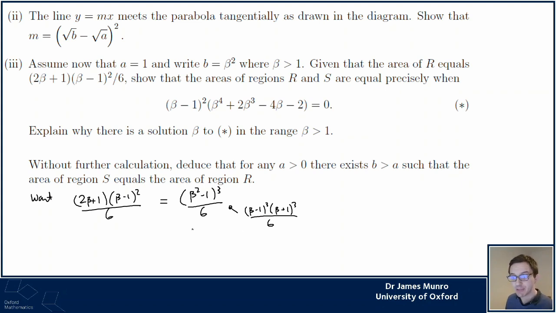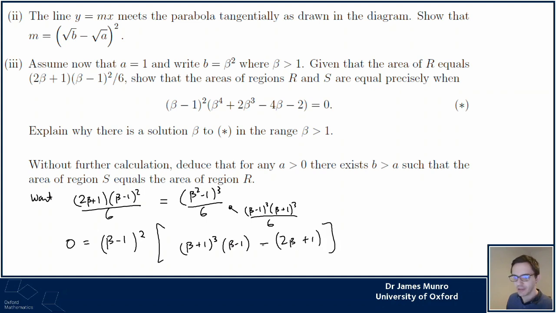Okay, let's rearrange this expression. I'm going to move everything onto the left. No, I'm going to move everything onto the right. And I'm going to multiply both sides by 6 and take out a factor of beta minus 1 squared. So that will leave me with another beta minus 1 and two or three more beta plus 1 cubed. So beta plus 1 cubed times beta minus 1. And I'll need to subtract off this 2 beta plus 1. So that'll give me 0 equals beta minus 1 squared times some stuff.